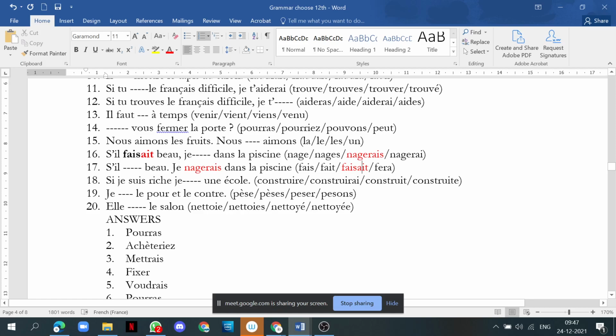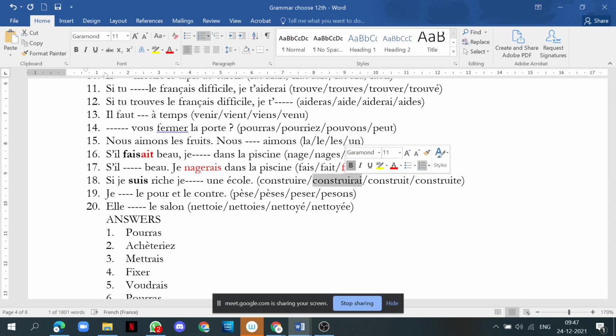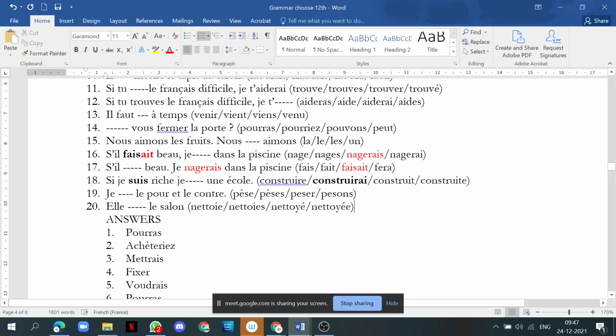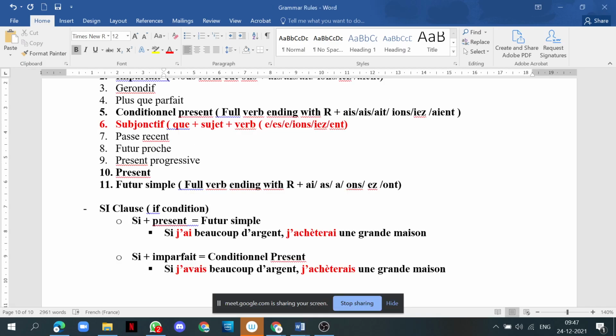19th one, C just we. Just we is the present tense, so we have to choose a future. Future will be AI, AS, A. So here only the one option is AI. C je construire. C just we rich. Je construirai une école. So that is the C clause.